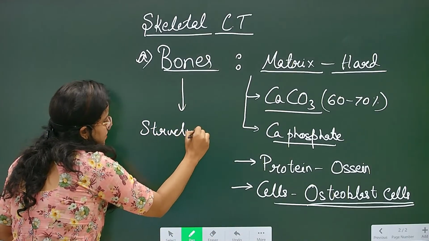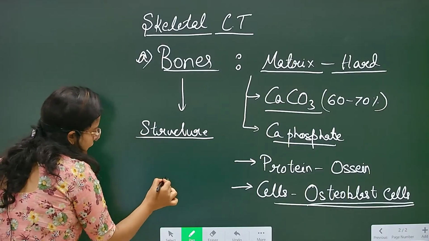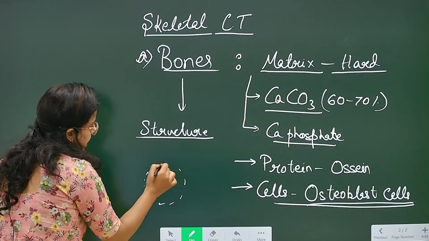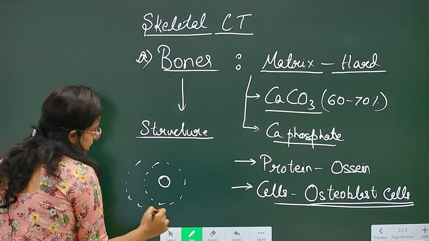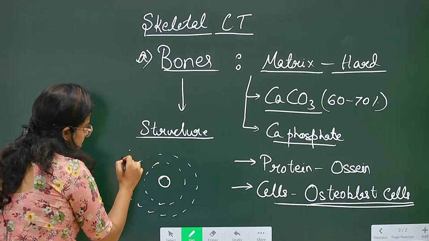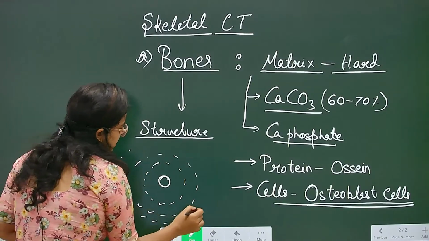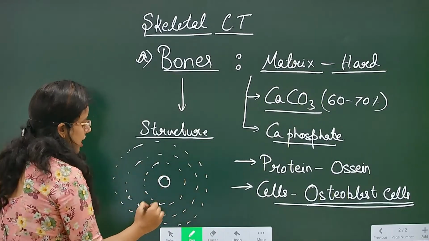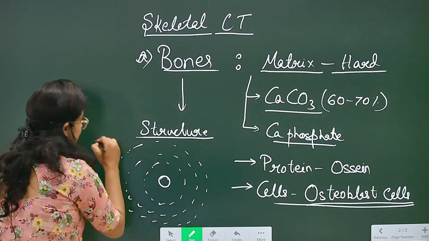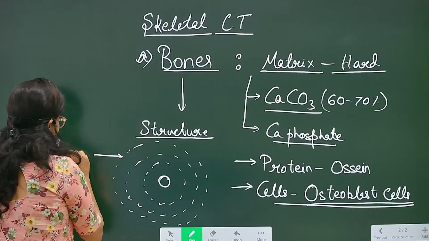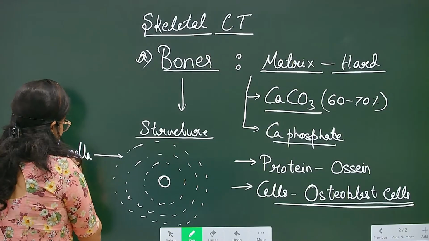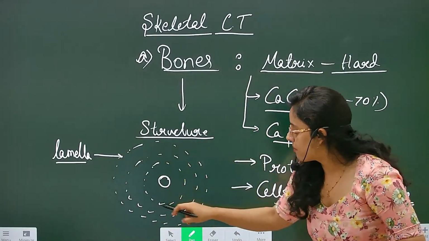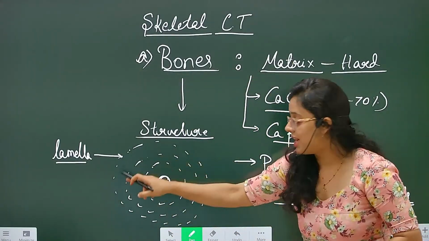In the transverse structure, if you see, we have the Haversian canal, and along the Haversian canal, the matrix is present in concentric rings. Okay, so they are present in the lamellar form. This is called lamella. So the matrix which is present in the bones is present in a concentric or lamellar form.